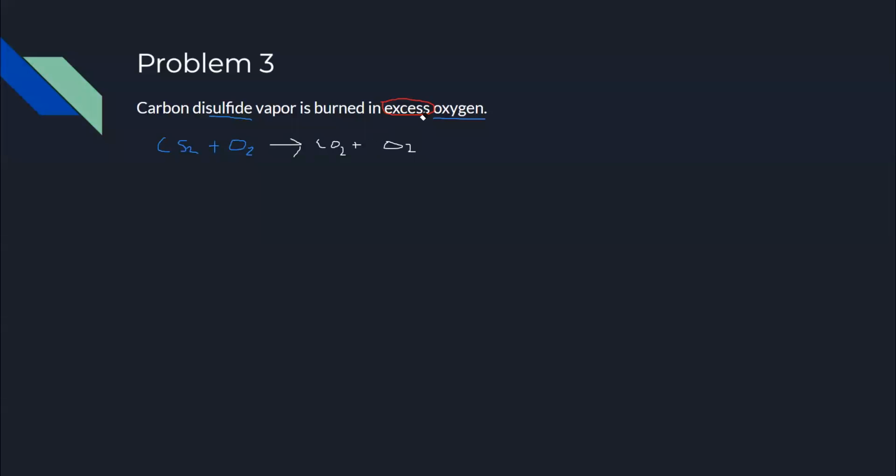So now all we have to do is balance it. So CO2 and SO2. There's one carbon on both sides, and then there are 2 sulfur over here. So CO2 plus 2 SO2, and now just check the oxygens, which is 2 plus 4 is 6, so it'll just be CS2 plus 3O2. So that's it for this one.